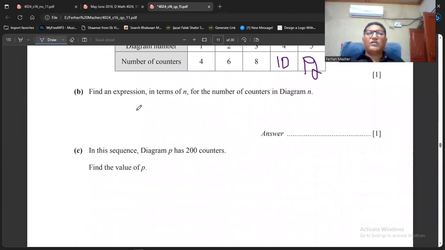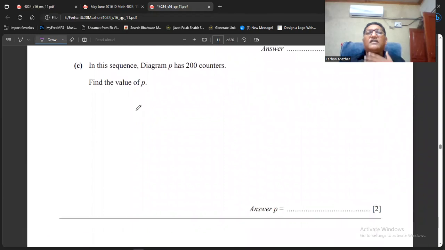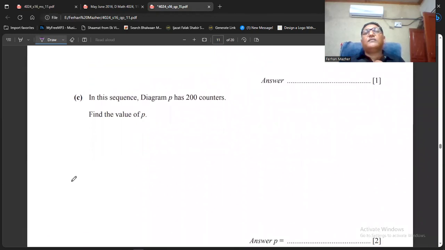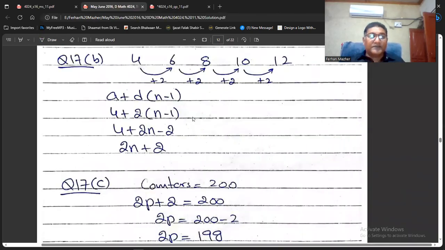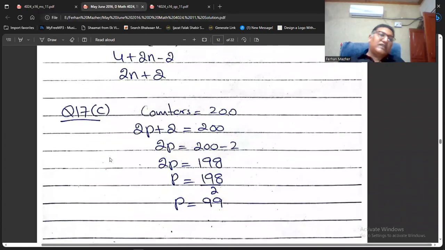Okay, then we have question number 17, C part. It says in this sequence diagram, P has 200 counters. Find the value of P. So the counters are 200. We know the nth term. So it's the Pth term. So it will be 2P plus 2 equals 200.